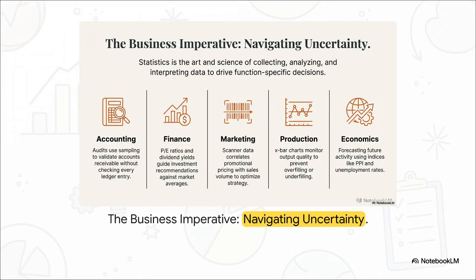And look, this is not just some theory from a textbook. This is an absolute business necessity. Think about it. Accounting uses sampling to check their books. Finance relies on stats like PE ratios to make investment calls. Marketing uses scanner data to figure out the perfect price for a product. Every single part of a business uses statistics to handle uncertainty and make smarter decisions.